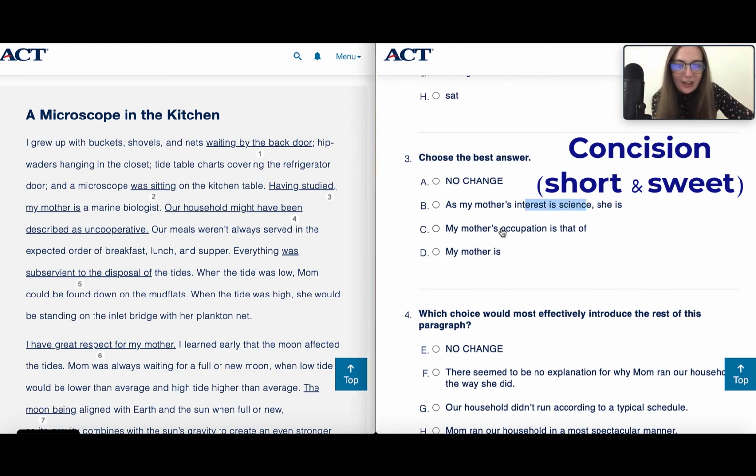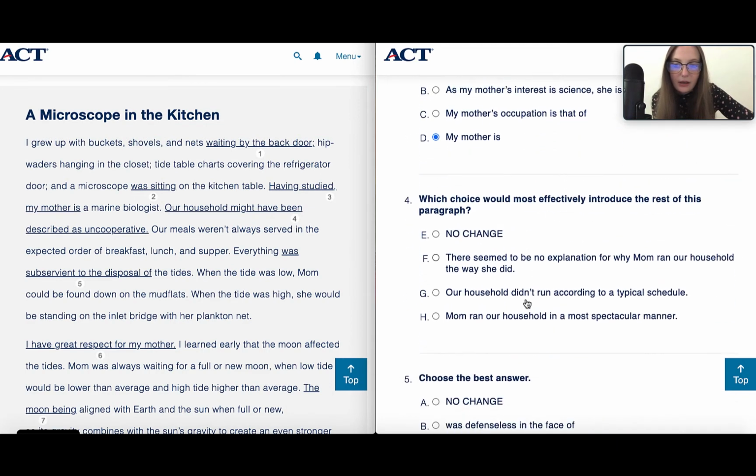We know that it's going to be her occupation if you say she is a marine biologist, and obviously she had to have studied to get there. So these are all things that are already implied by simply stating that she's a marine biologist. So there's no reason to add all of this extraneous information. Keep it concise. We don't need to say anything that's already implied. So choice D would be the best option afforded right there.